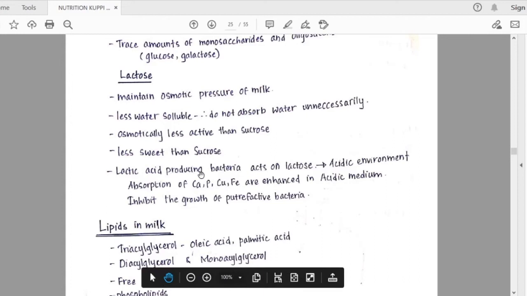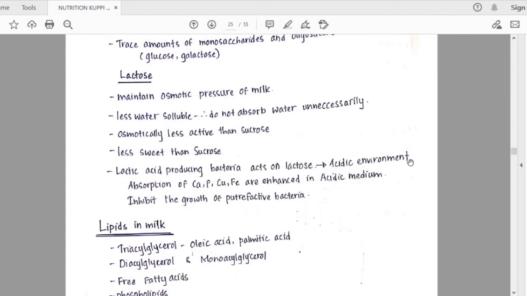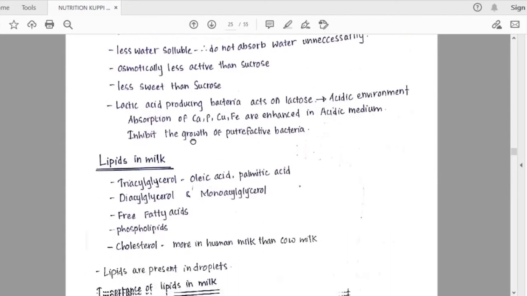Then, as for lactic acid, lactose ferments to lactic acid and it provides the acidic environment, and in that acidic medium there is enhanced absorption of calcium, phosphorus, copper and iron. The acidic medium also inhibits the growth of putrefactive bacteria that spoil milk, so milk does not spoil because of this acidity.